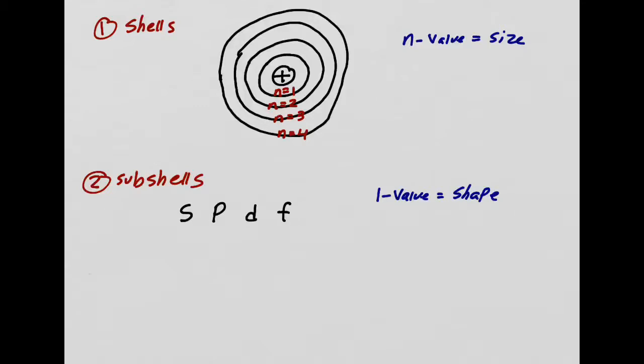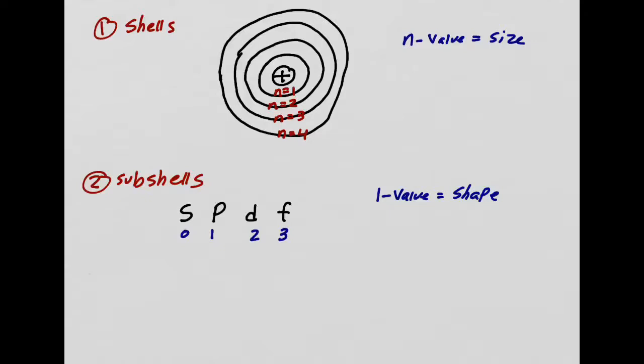Now, here's the thing. Quantum numbers have to be numbers, right? So we are going to assign a number to each one. S is 0, P is 1, D is 2, and F is 3. Again, we're just going to assign a number because quantum numbers have to be numbers.